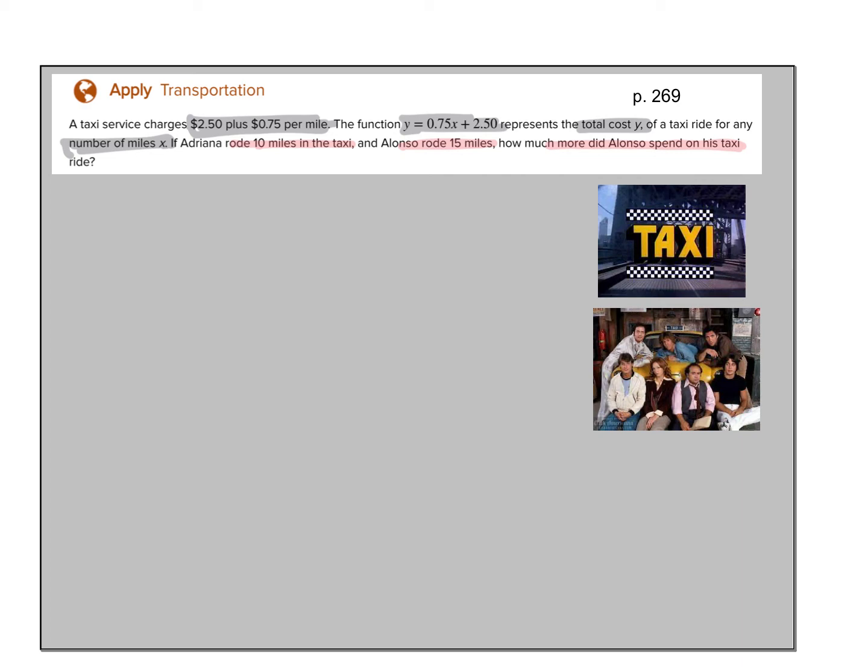All right, so if I was doing this, here is my equation, y equals 0.75x plus 250. And then I like to write what they told me everything stood for. So it says the total cost is y, so this y is the cost, and then the miles is x.